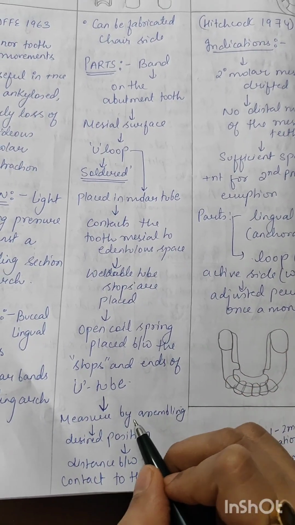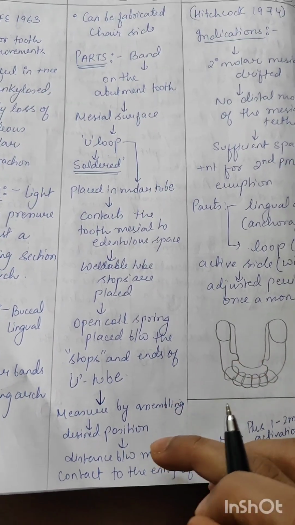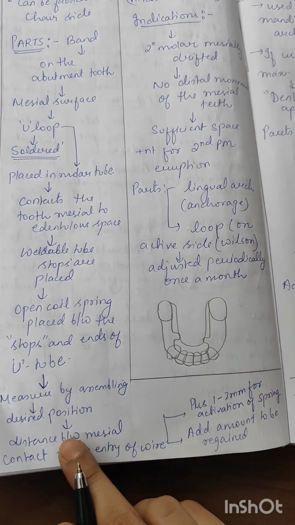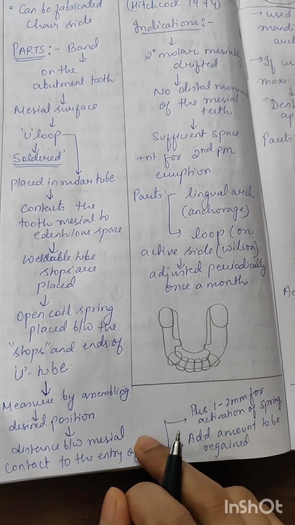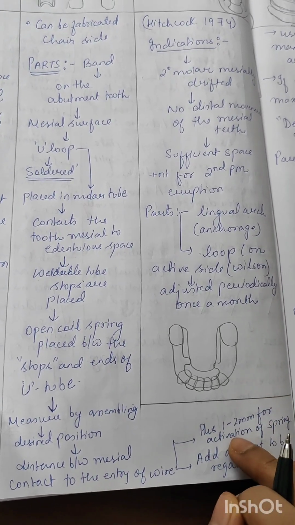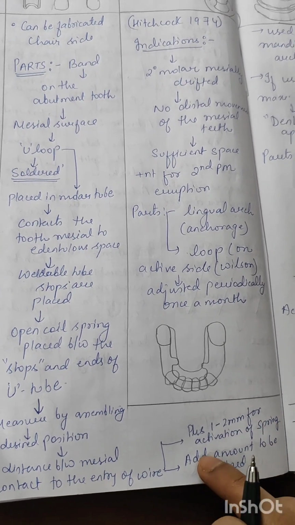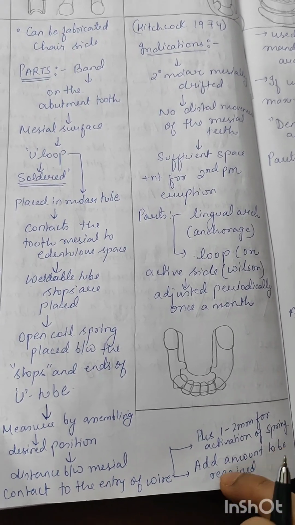Then measure the assembly for the desired portion, the distance between the mesial contact and the entry of the wire, plus 1 to 2 mm for the activation of the spring, which is the amount to be regained.